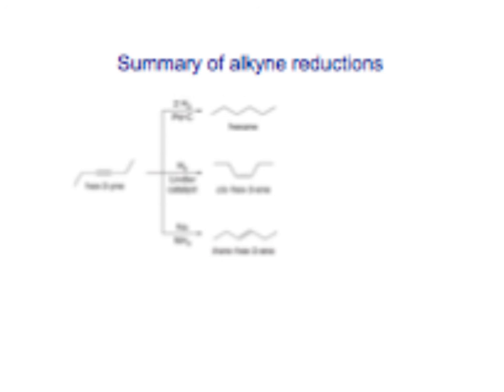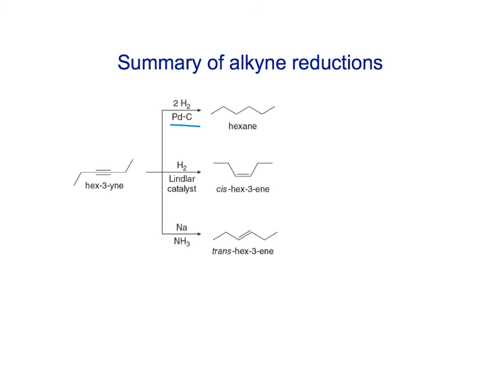As a summary, we have a lot of control over the reduction of alkynes. We can either use hydrogen over palladium on carbon to reduce the alkyne all the way to the alkane. Or we can make the cis-alkene using hydrogenation with Lindlar catalyst, or the trans-alkene using the dissolving metal reduction.